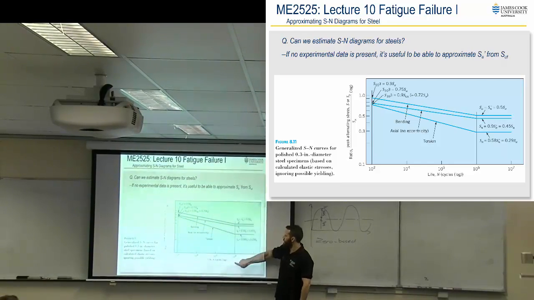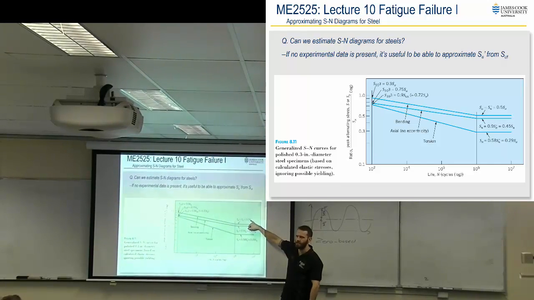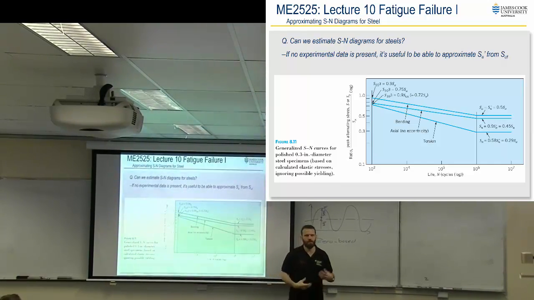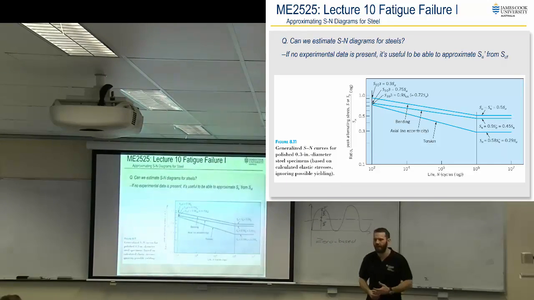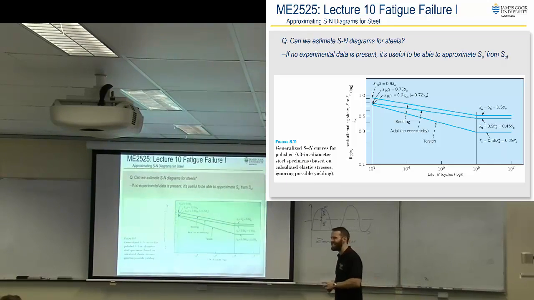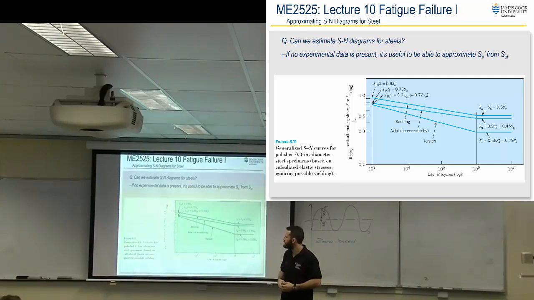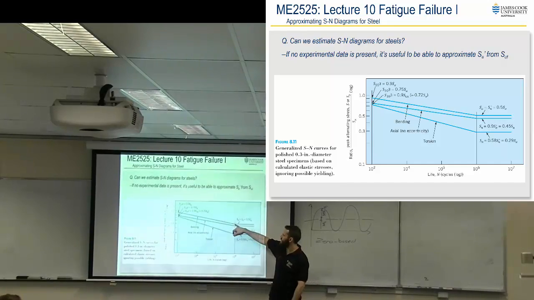Straight line joining it up for my 10 to the 6, my infinite life endurance limit, and that SN or SN dashed in this case is approximately 0.5 times SUT. Alright, so your ultimate tensile strength, about half that is equivalent to SE or SN. And that's really useful to us. So that's the number that we use. We need to modify that, and I'll talk about that. But that 0.5 SUT is quite important.